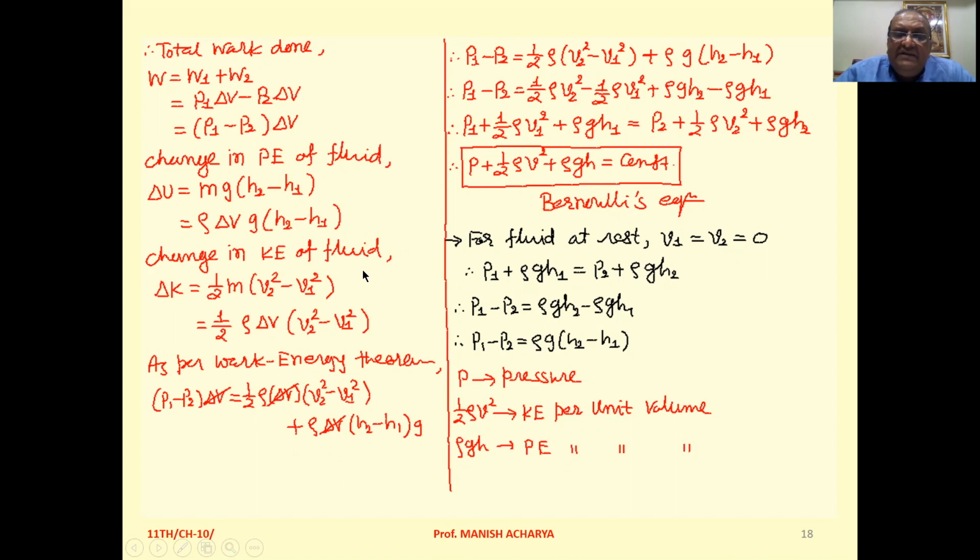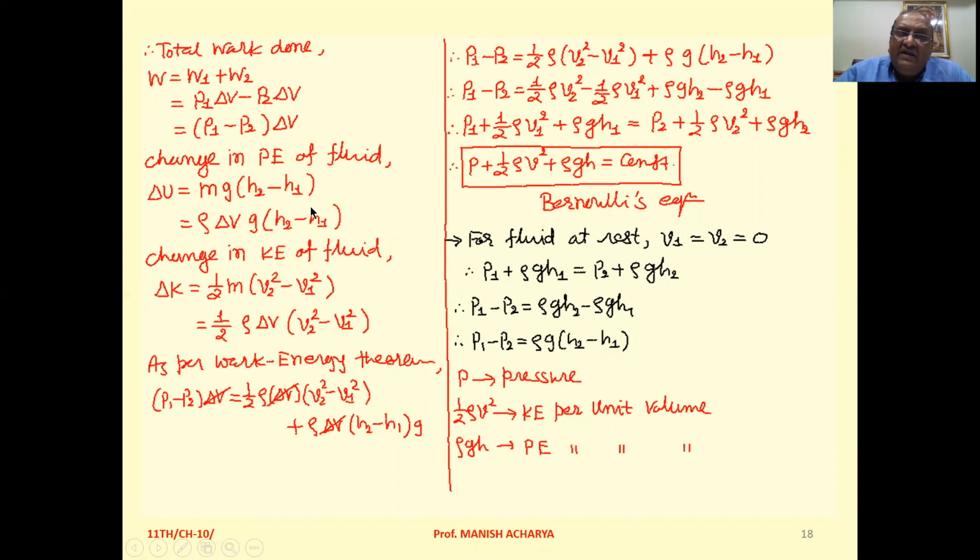Now change in kinetic energy. At left hand the velocity is V1. At right hand the velocity is V2. So we can say change in kinetic energy of the fluid, half m v2 square minus half m v1 square. Half m is taken common, so we can write change in kinetic energy, that is half m, v2 square minus v1 square. But mass, that is density into volume. So change in kinetic energy, that is half into rho into delta V into v2 square minus v1 square.